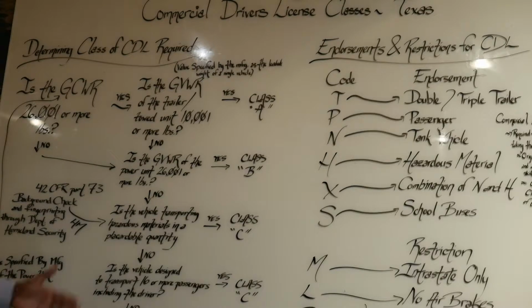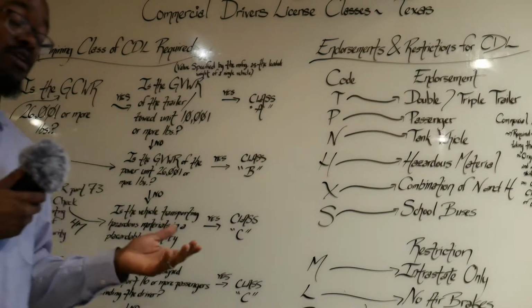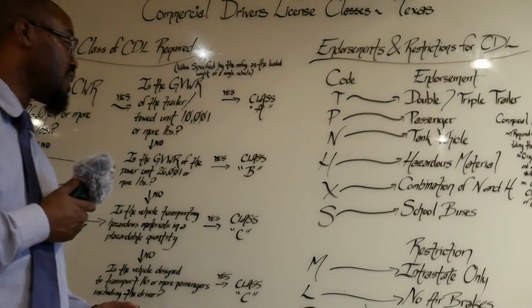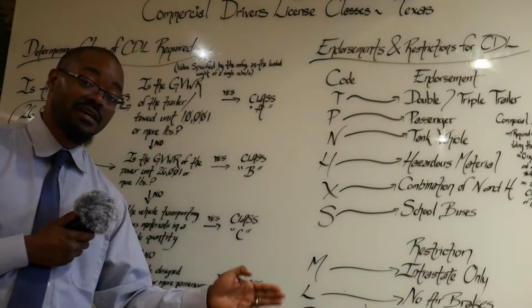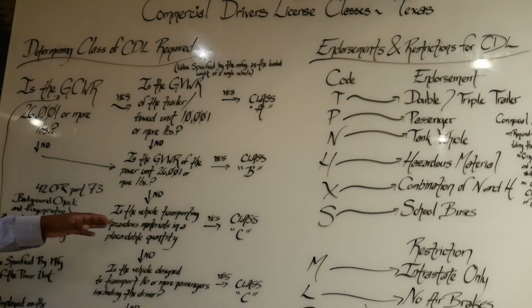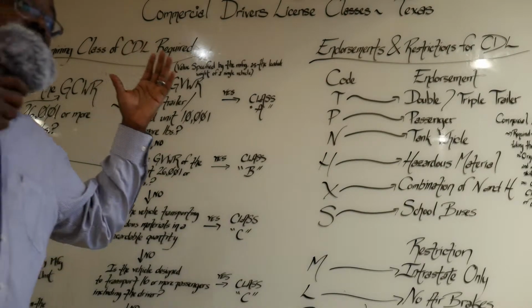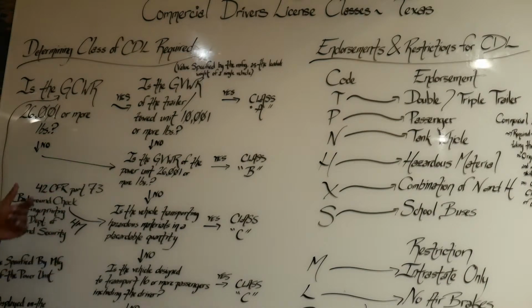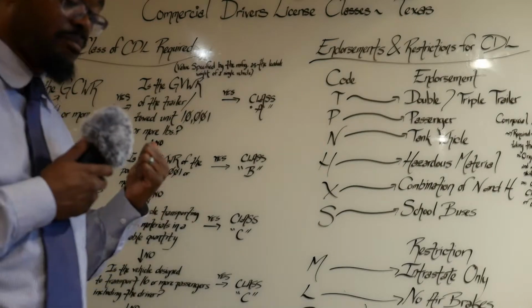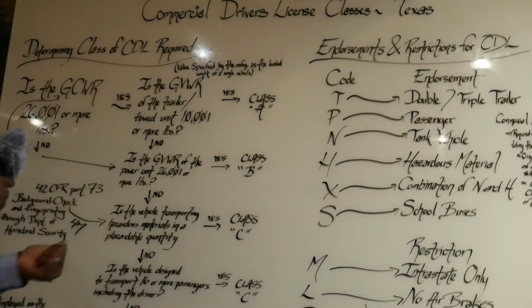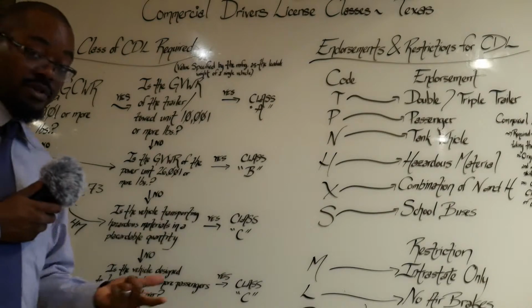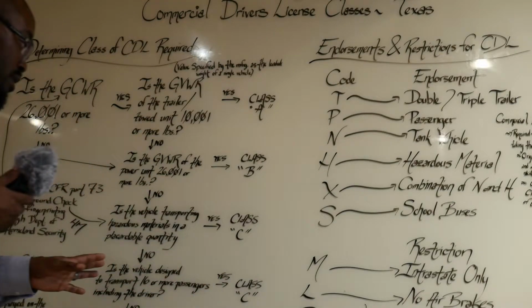And that's one, is the vehicle transporting hazardous materials in a placardable quantity? Okay? And if the answer is yes, that is a Class C license, right? Now, in order to qualify for a Class C hazardous material placardable quantity license, you're going to need to look at 42 CFR Part 73, and you're going to have a background check from the Department of Homeland Security, as well as a fingerprinting check, just to make sure you're on the up and up.